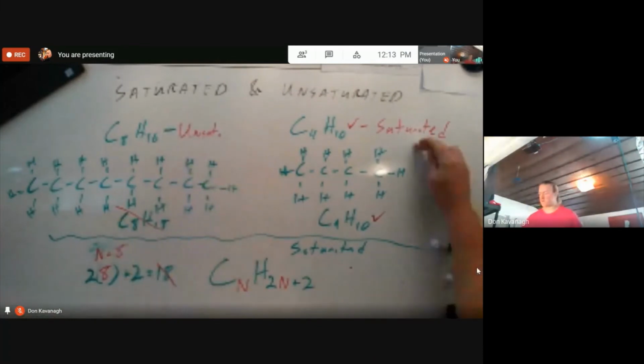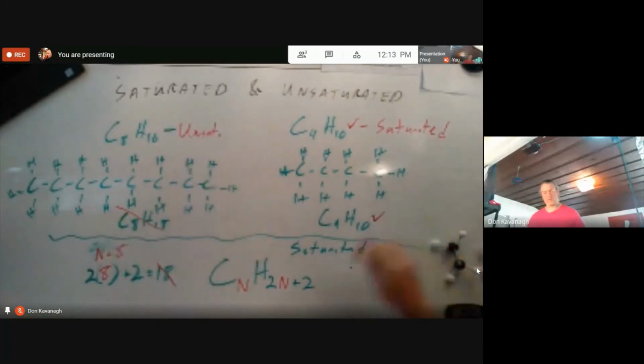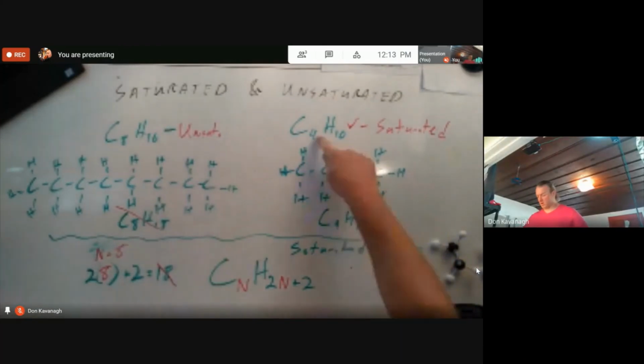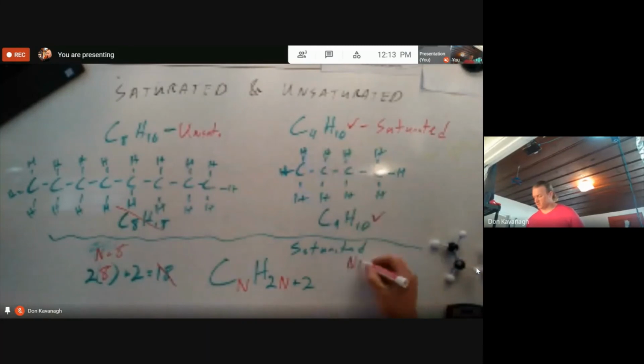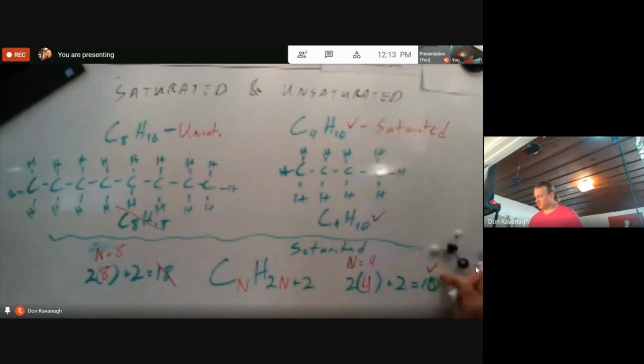This one we said was saturated based on the structure, so its formula should fit this mathematical construct right here. There are 4 carbons, so n equals 4. 2 times 4 plus 2 equals 10. And they do check out. H10, 10. So again, this formula dictates it's saturated.